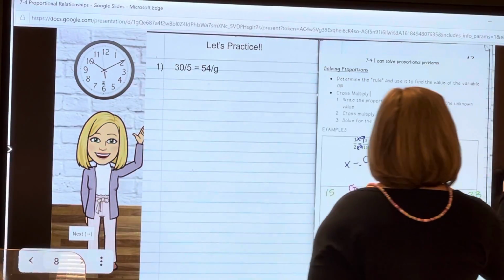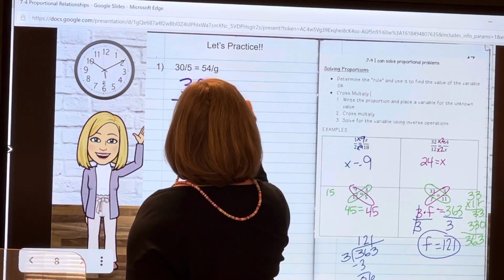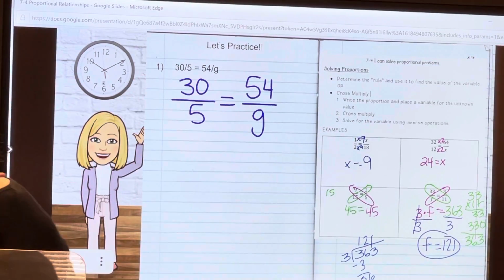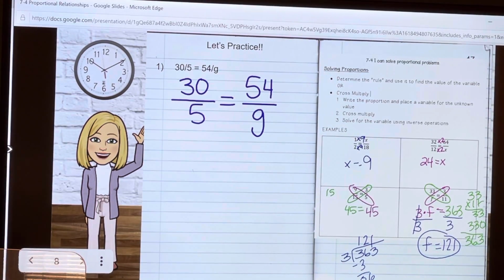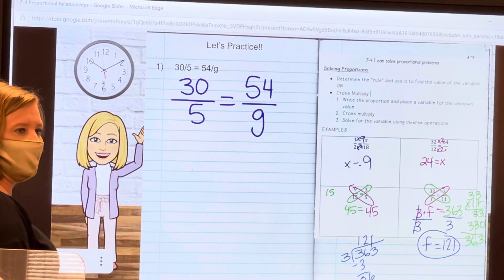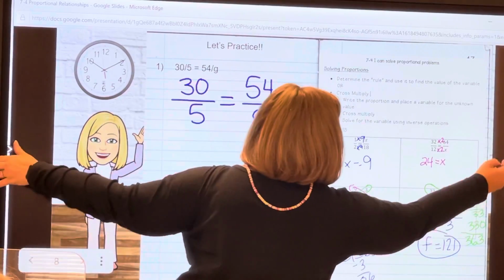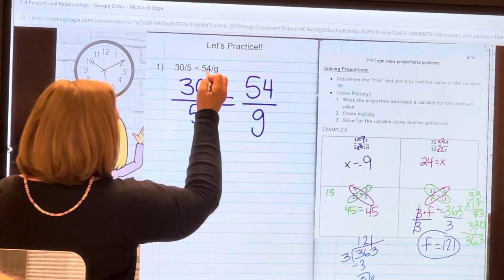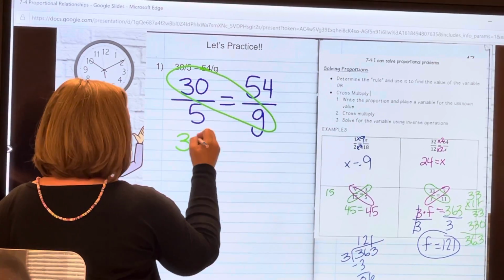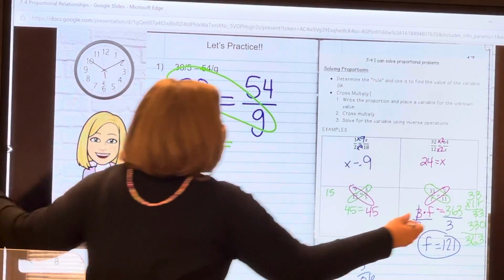Alright, so I want you to write down, and we're gonna do this first one together. 30 to 5 equals 54 to G. And we're actually gonna do this one two ways, okay? Who would like to suggest the first way to do it? Come on, bud. Cross multiply, let's go. So I'm gonna multiply 30 times G. What is 30 times G? We just have to write 30G, because I don't know what it is. It's 30 times G. That's all I know. So that's what I have to write.